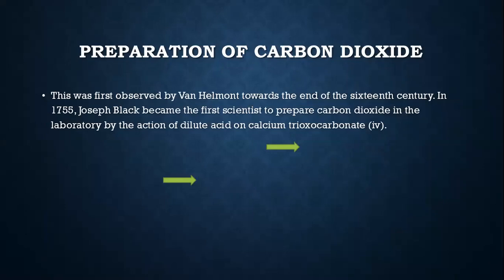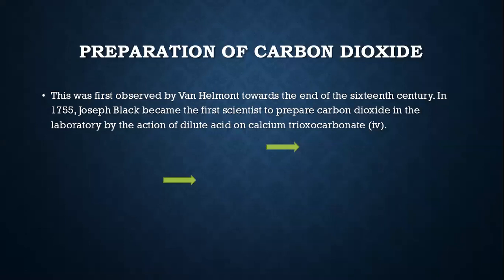This was first observed by von Helmont towards the end of the 16th century. He was the first person to come about the idea. He observed it, but it was not propagated by him. He never propagated it, but he was the one who made a very massive attempt at producing carbon 4 oxide from simple components.